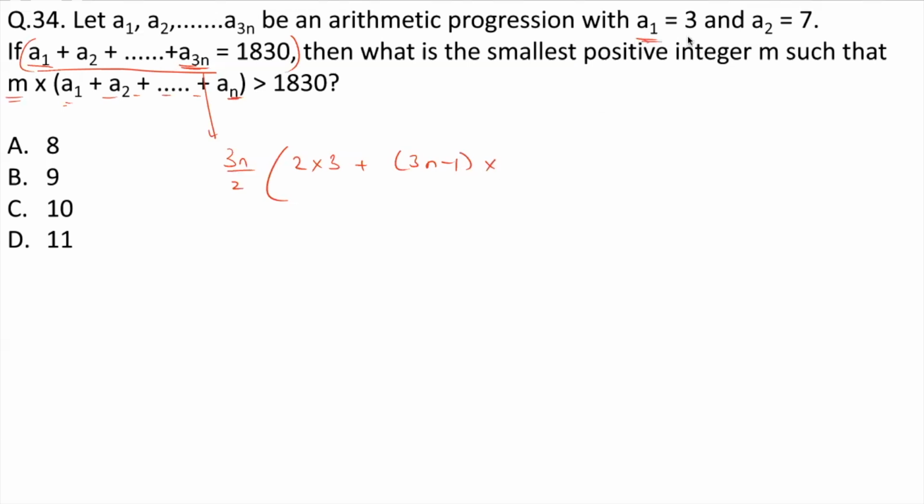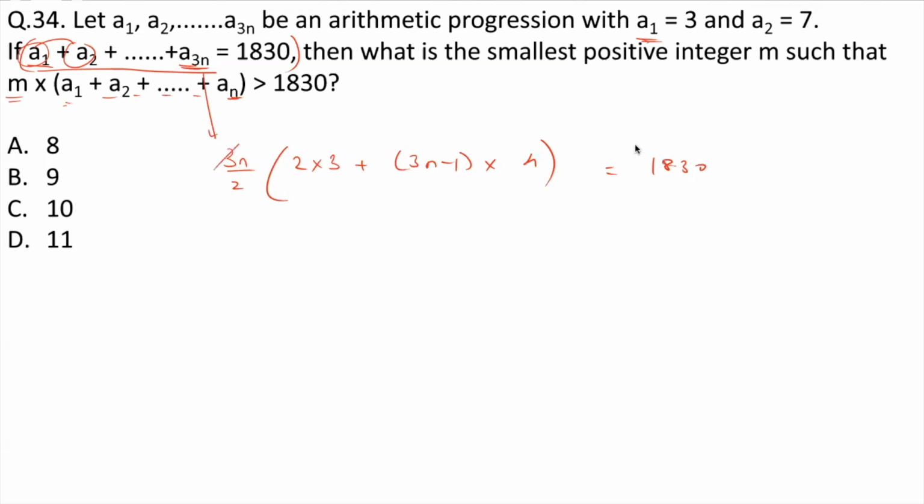Now, if a1 is 3, the first term is 3 in the AP, and a2 is 7, the common difference is 7 minus 3, which is 4. So 3n by 2 into 2 into 3 plus 3n minus 1 into 4. This is nothing but 1830.